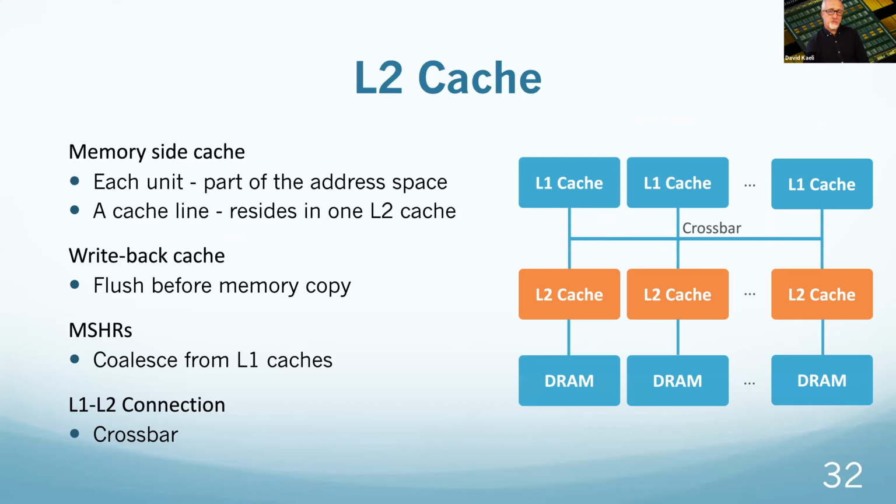The L2 cache, so it's a memory side cache. Each unit has part of the address space. A cache line resides in one L2 cache. It's a write-back cache. You flush before a memory copy. It has MSHRs as well. You can coalesce from the L1 caches, and there's a L1 to L2 connection through a crossbar. And again, we can replace this crossbar with another interconnect as well, and very flexible modeling as well.